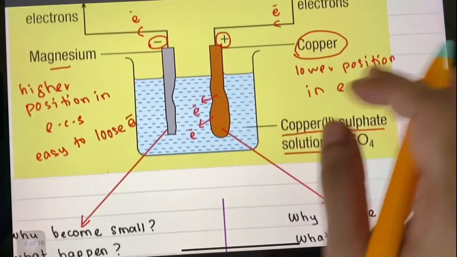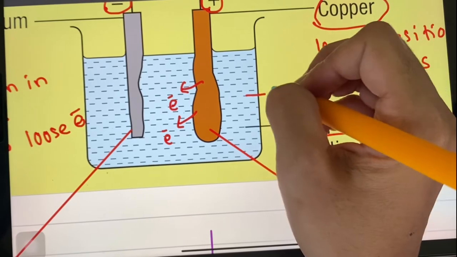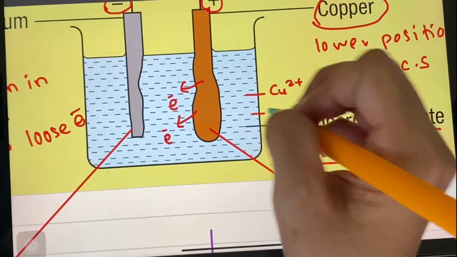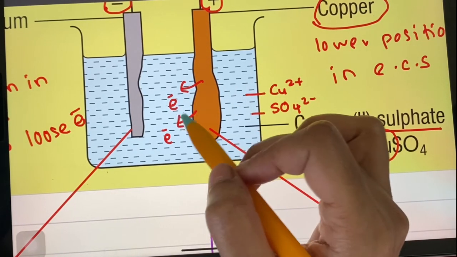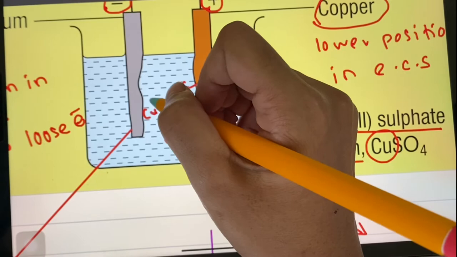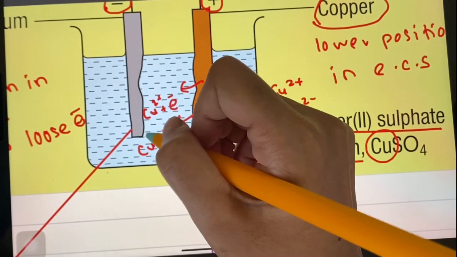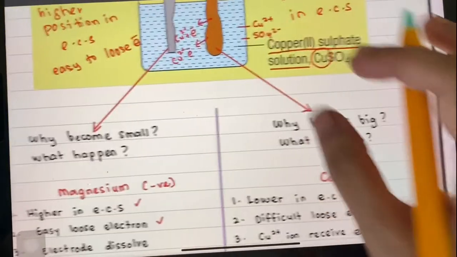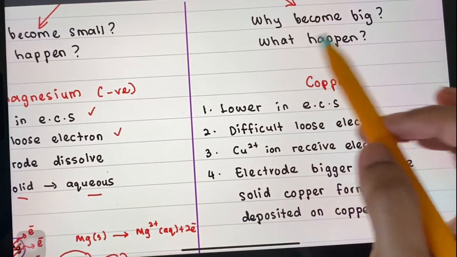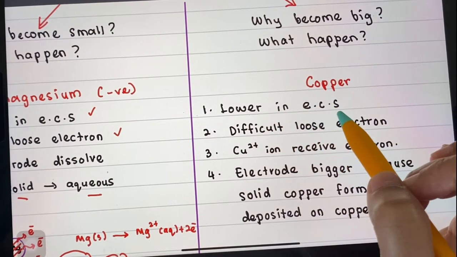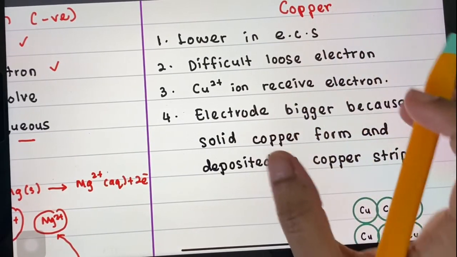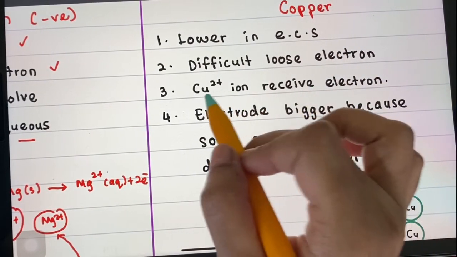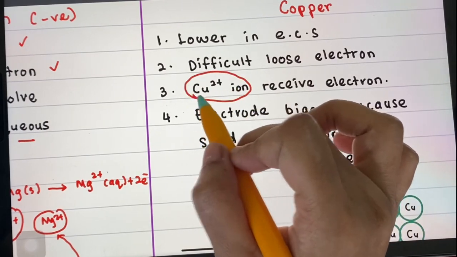So as we all know, inside this electrolyte we have copper 2+ ion and sulfate ion. So the one that receives electrons is actually the copper 2+ ion. So now we go here. What happened? Why did it become big? Copper is lower in the electrochemical series, so it is difficult to lose electrons. But the one that received the electron is not the copper electrode. The one that received the electron is the copper 2+ ion.